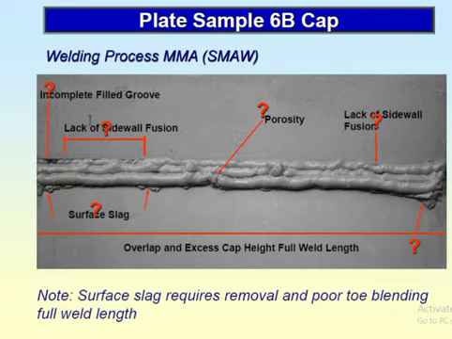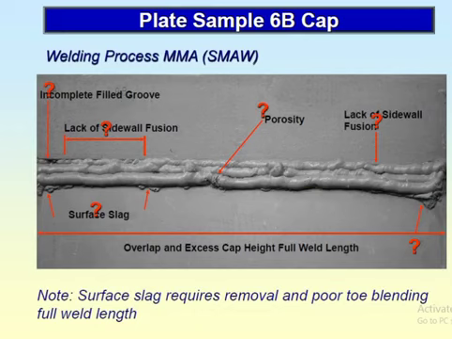Here, lack of sidewall fusion, the surface slag is here. This is the porosity and the lack of sidewall fusion also here. This is the overlap and excess cap height, full weld metal length. These are the things you have to check in your examination, and this will be very helpful, as the same plate may come there. Surface slag requires removal, and there is poor toe blending in full length.